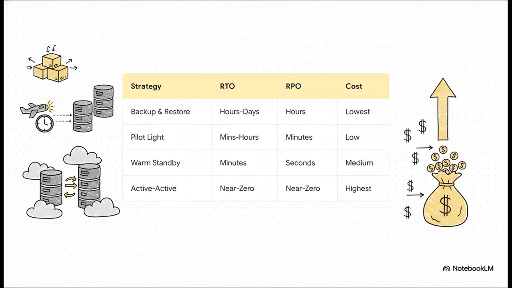When it comes to DR, you've got options, and this table breaks down the big trade-off you'll always face. You've got to pay attention to two key metrics. RTO, the recovery time objective, that's how fast you need to be back online, and RPO, our old friend, the recovery point objective. That's how much data you can afford to lose. As you move down this list, from a simple backup and restore to a full-blown active-active setup, your recovery time and data loss shrink to almost nothing. But take a look at that cost column. It climbs, and it climbs fast. This isn't just a technical decision, it's a business decision.